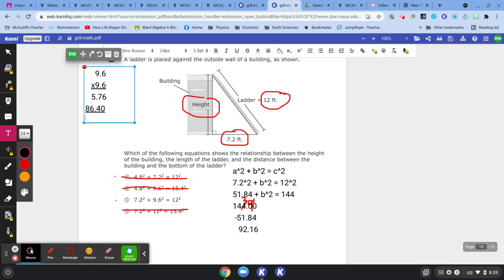6 plus 0 is 6. Ooh, I lost my point size. Let's go back here.